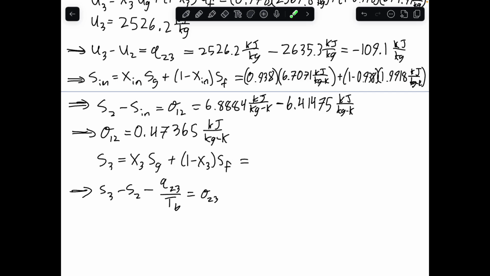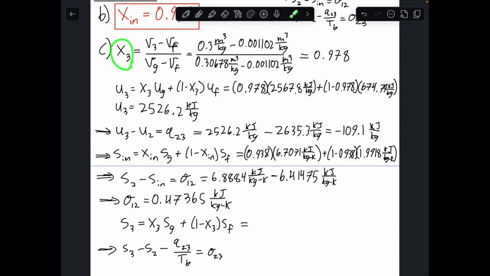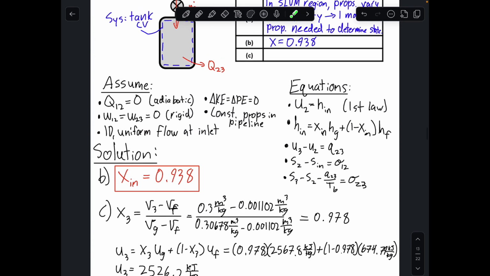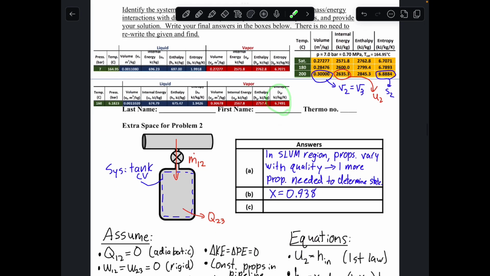So we can get these values from the table. X3, remember we found up here as 0.978. So that's 0.978 times Sg, we get from the tables. So that's going to be these tables here, because remember we're in this saturated liquid-vapor mixture range, but at this temperature of 160, which we see here. So make sure you're using the right tables. Sg is going to be this 6.7491 value.